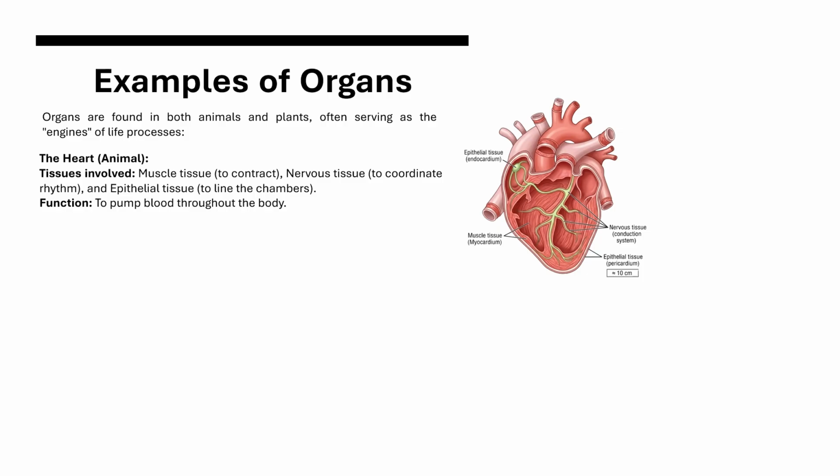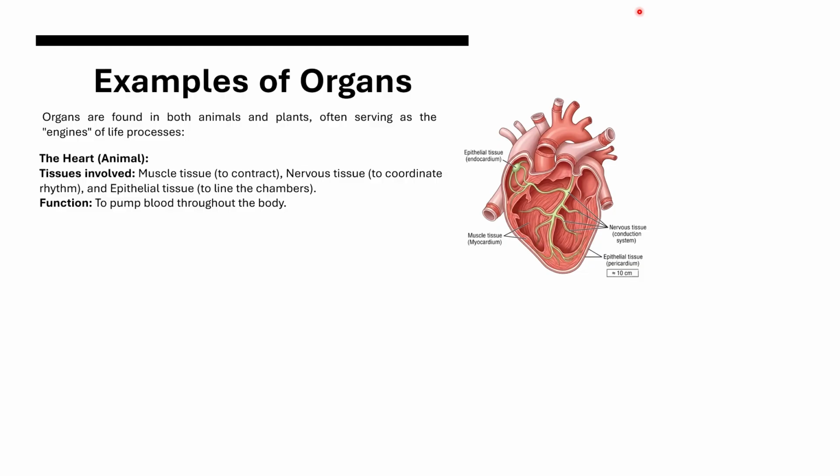The heart is perhaps the most famous organ. To pump blood effectively, it needs a team of specialists. Briefly, it has been discussed in the previous slide, but on this slide, you can see epithelial tissues, muscle tissues, nervous tissues, which we discussed in the previous slide. But just to recap, we should discuss that also here.